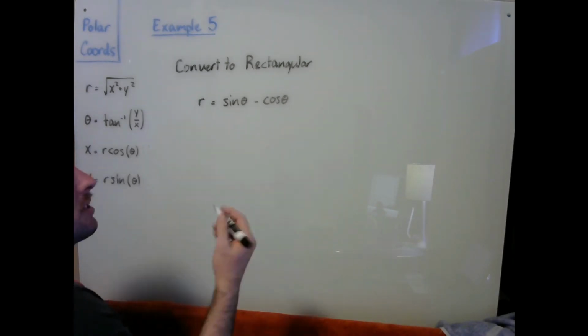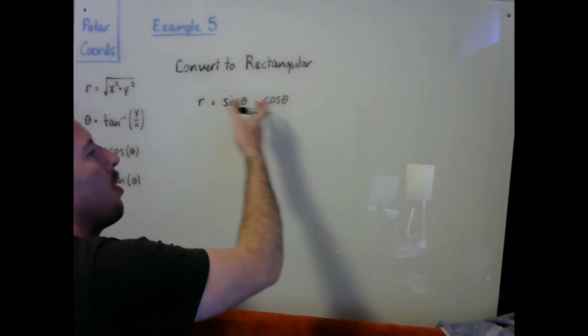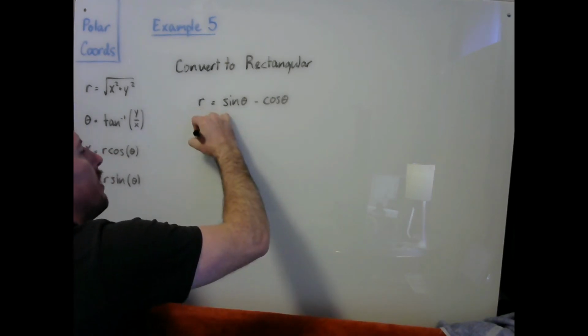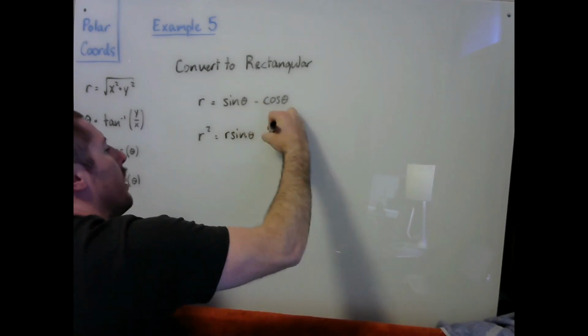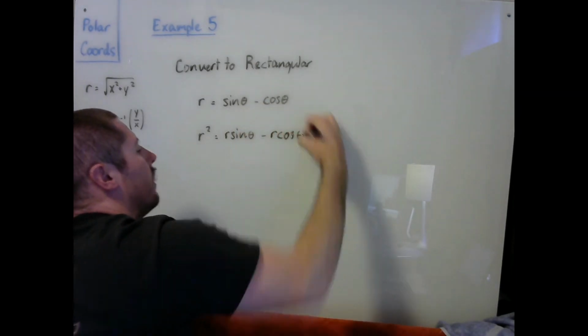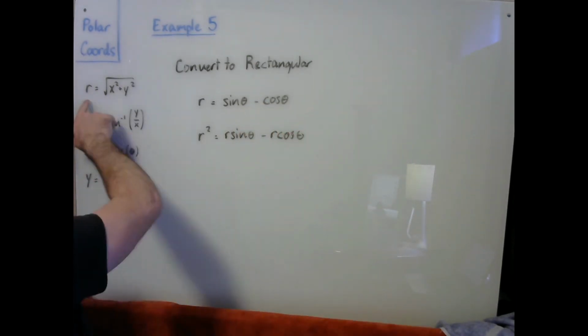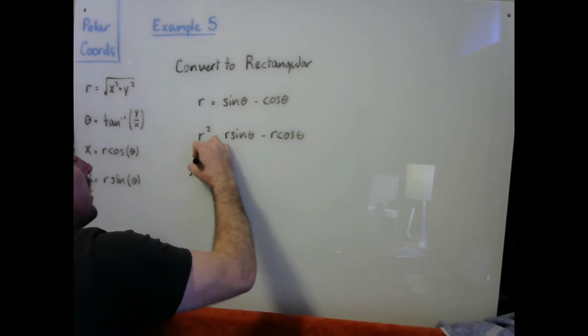So let's do our same maneuver as last time. I'm going to multiply the whole equation by r. That's going to give me r squared equals r sine theta minus r cos theta. I'm going to go ahead and rewrite r squared as x squared plus y squared.